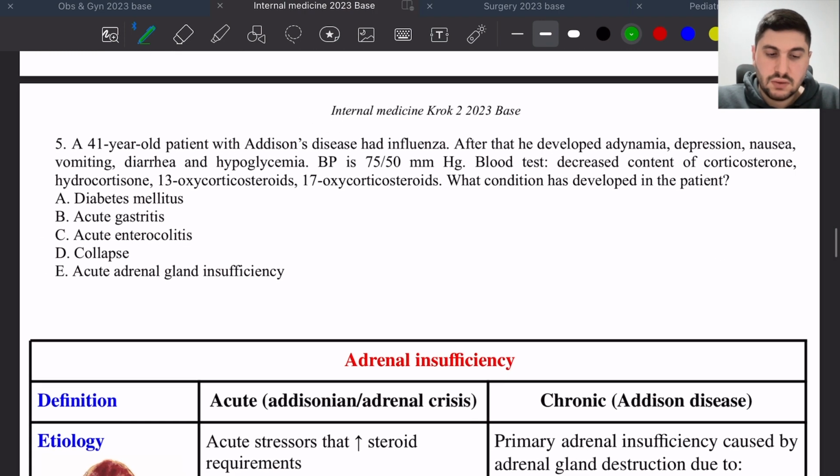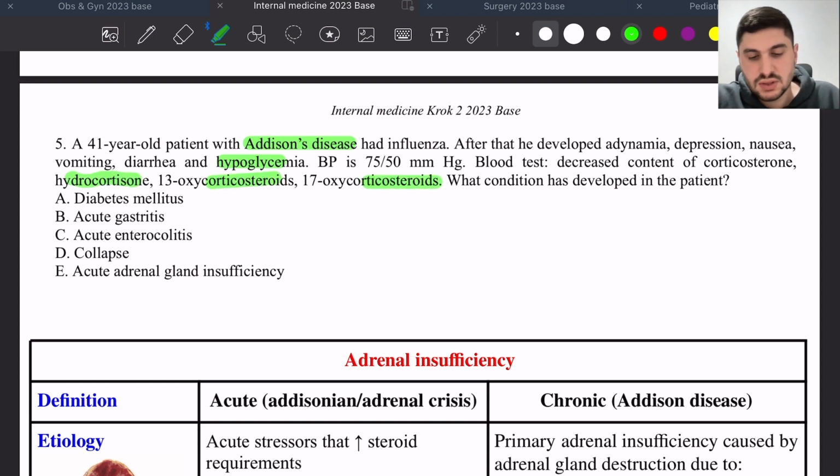Next, we have a 41-year-old patient with Addison's disease. He had influenza. After that, he developed adynamia, depression, nausea, and vomiting and diarrhea, and hypoglycemia. Blood pressure 75/50. Blood test decreased content of corticosterone, hydrocortisone, all corticosteroids and derivatives. What condition has developed in this patient?